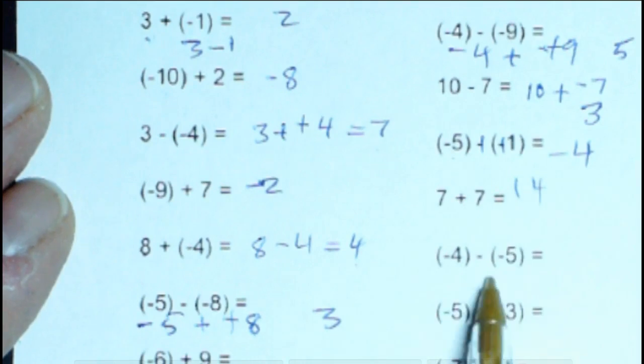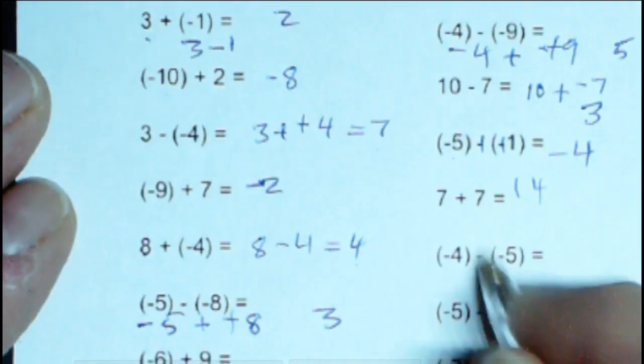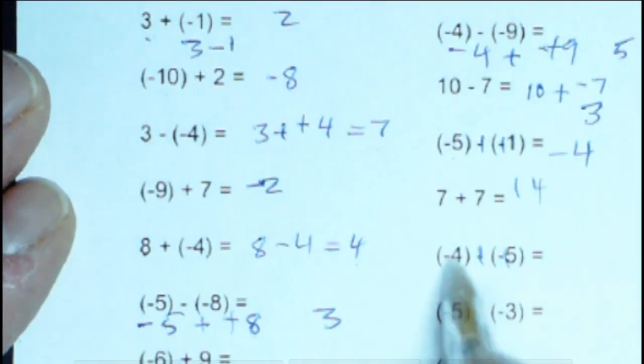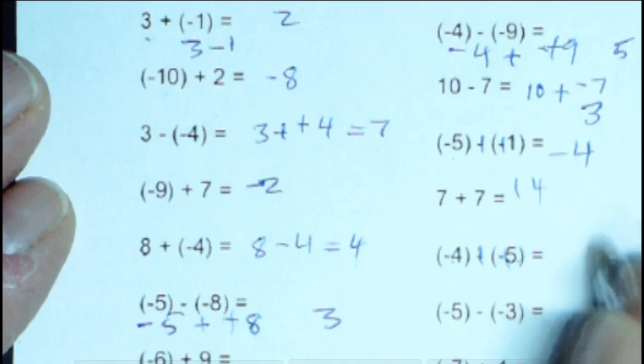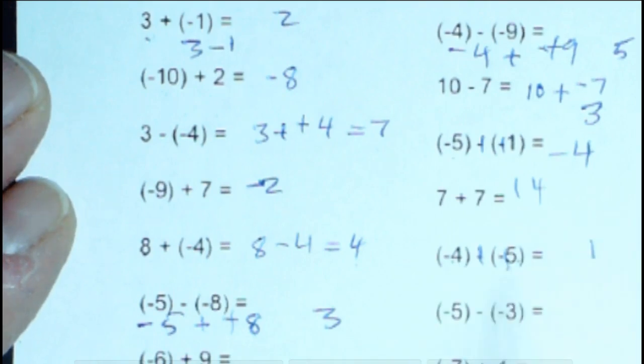Here we go. Negative 4 minus a minus 5. Try it again. Double shot. Now we've got negative 4 plus 5. The difference between those two is 1, and it's positive because this has a larger absolute value.